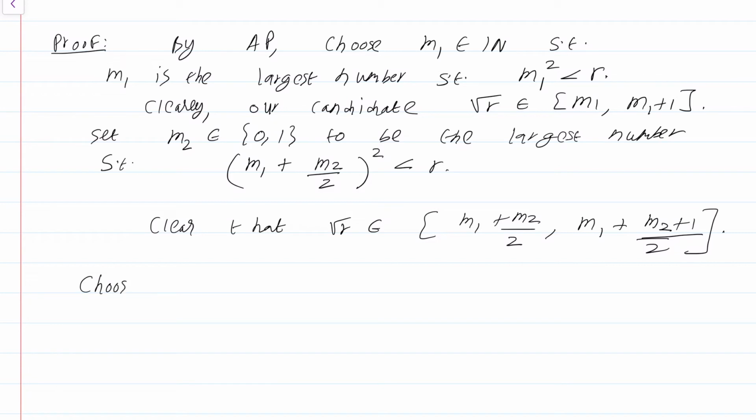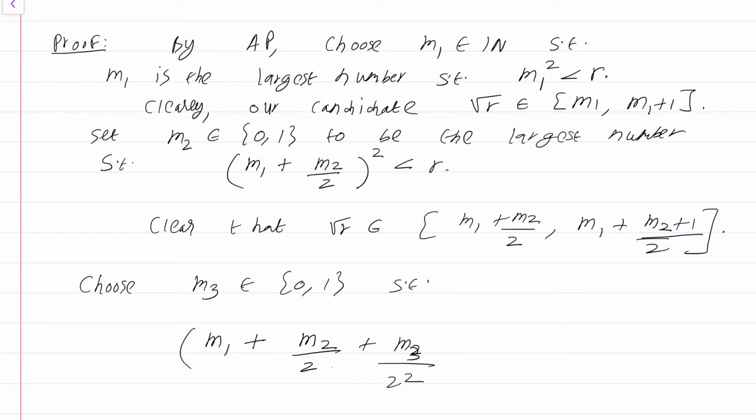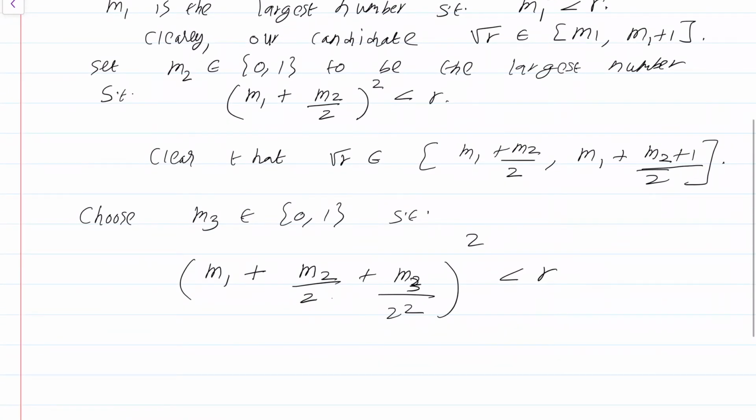So choose m3 as expected in {0, 1} such that (m1 + m2/2 + m3/2²)², the whole square, is less than r. Now the previous remark about how m2 is constrained to be in {0, 1} does not apply to m3.